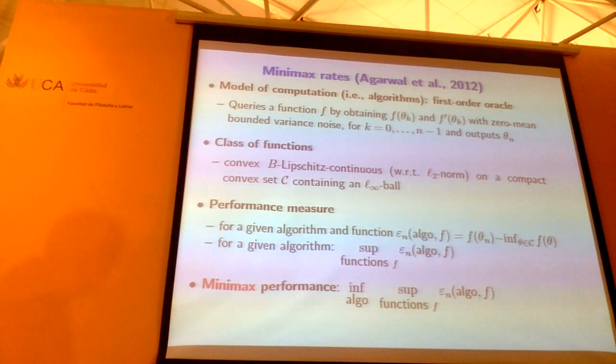For a given algorithm, you want to take the supremum over all functions. I want my algorithm to work as well as possible on my whole class of functions, so take a supremum over the class of functions. And what is the minimax performance? This is the infimum over all possible algorithms. So I want to find the algorithm so that for the worst possible function, I get the smallest amount. This is what people typically try to compute when they study this.